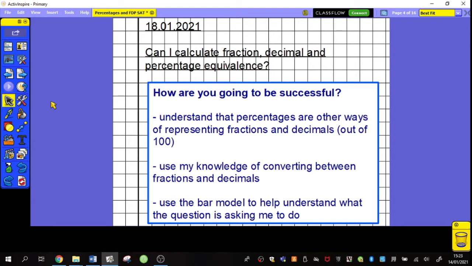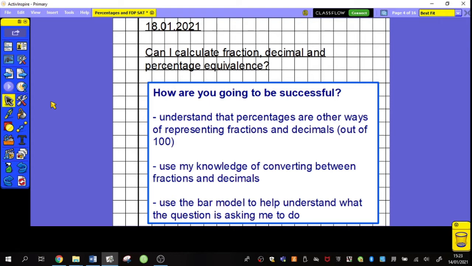Okay, today you're going to be calculating fraction, decimal, percentage equivalences. I know you looked at this on Friday. Today we're going to be looking at a range of problem types. To be successful, your understanding of percentages as other ways of representing fractions and decimals out of 100, as you looked at on Friday.